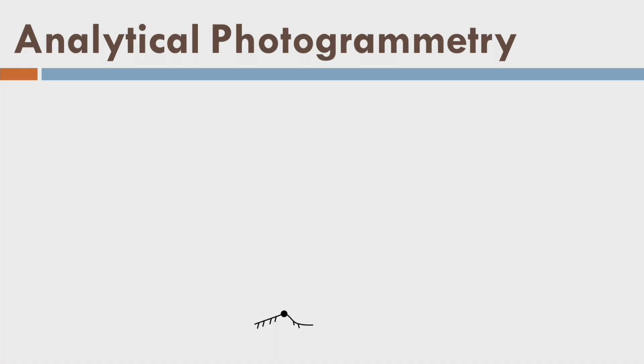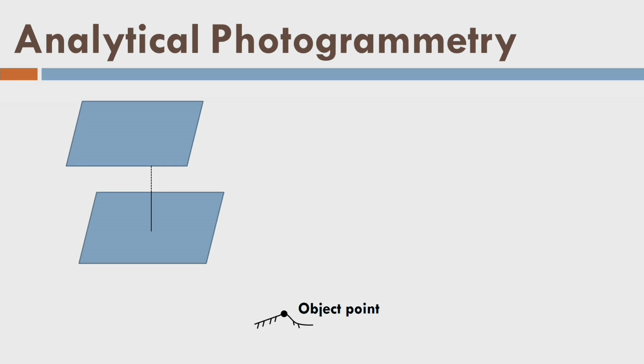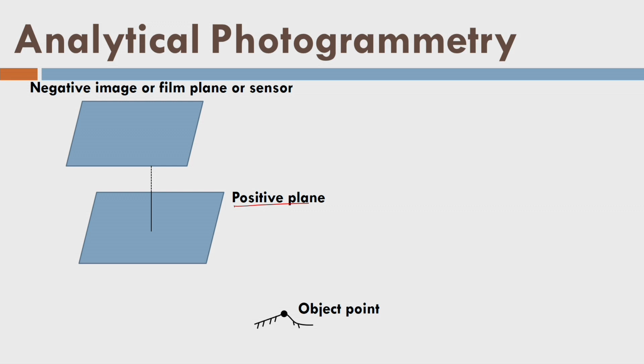So, let us first look, let us say this is my terrain and there is a point, we call it the object point. Okay. Let us see, there is an image, negative and positive. So, this is my negative image or film plane, or I call it today the sensor. Well, this is my positive plane here, that means the positive that I developed from the negative. In those days only the negative was there in the camera. So, this is my camera assembly where only the negative is there.